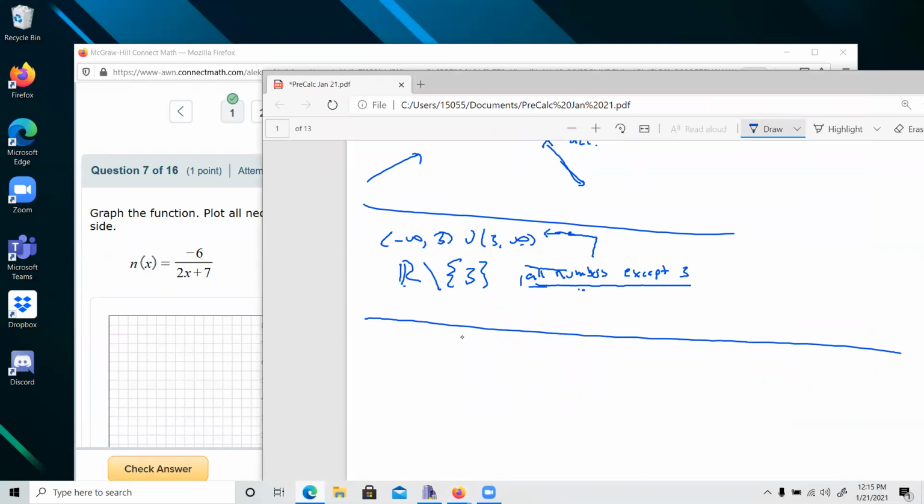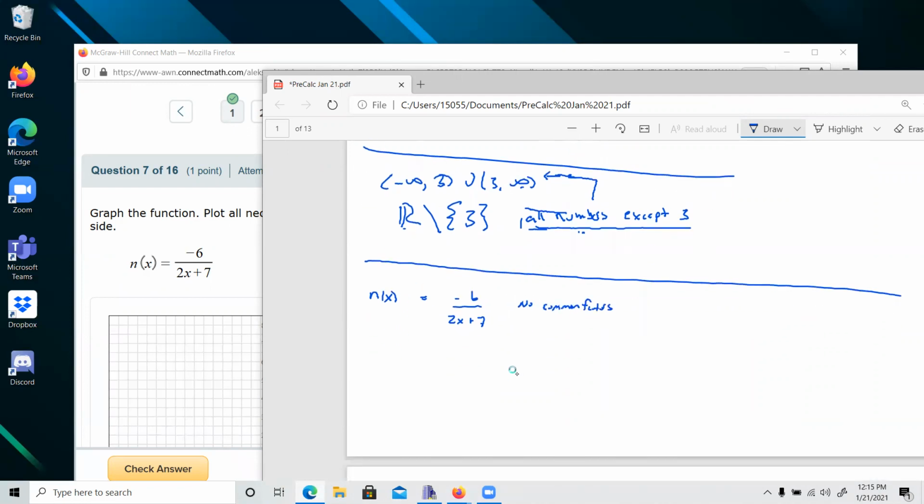Do we have any common factors? There's nothing I can factor here. There's nothing that cancels. We're just done. So no common factors. To be honest, even in your book and in this class, this is rare. But you should always get in the habit of checking it because they can surprise you once in a while.